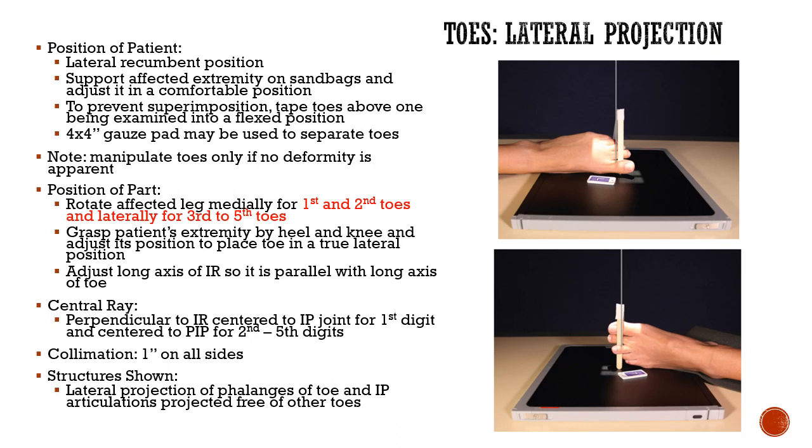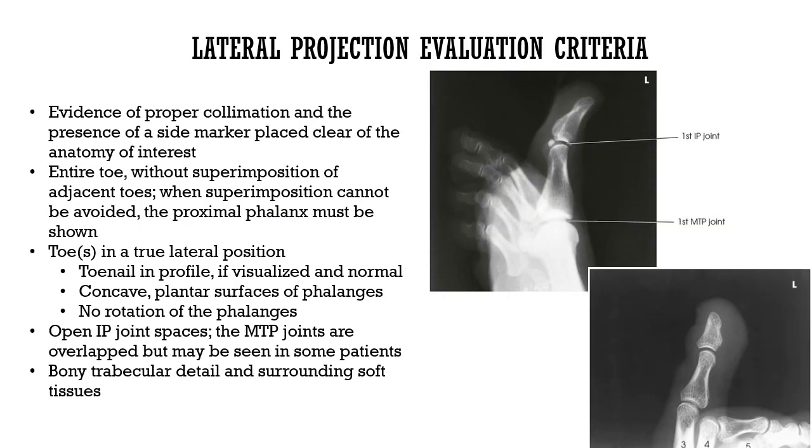So we're going to have a lateral projection of the phalanges of the toe, and the interphalangeal articulations projected free of the other toes. Looking at the image, the big toe is what we're showing at the top up here. We're looking at being able to see the distal and the proximal phalanges. We've centered to the IP joint.